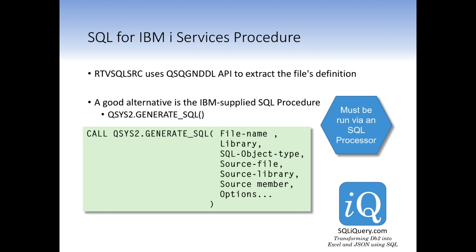Here's the syntax for the Generate SQL statement. The first parameter is the file name, then the library. You've got the object type, source file library member, and then additional options. And I'll go over these for you and show you a working example. Remember, this stored procedure must be run from a valid SQL processing environment.